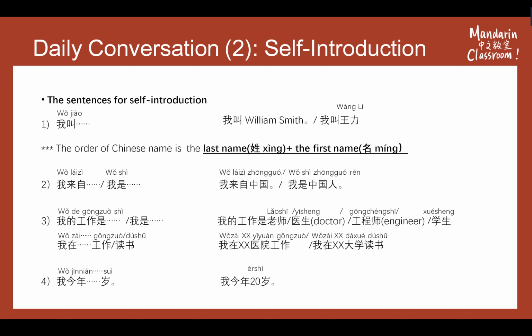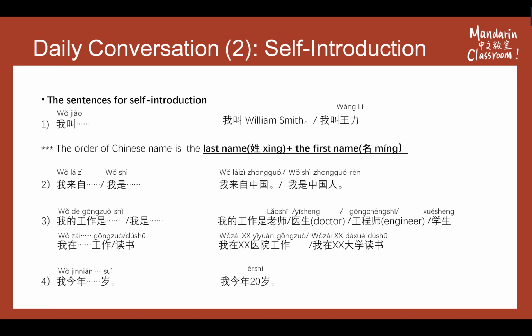我叫 and plus your name. 我叫, what does it mean? Actually, the translation is I am called. So let's see the examples. 我叫威廉 Smith. It's a foreign name. Okay, it's two Chinese name.